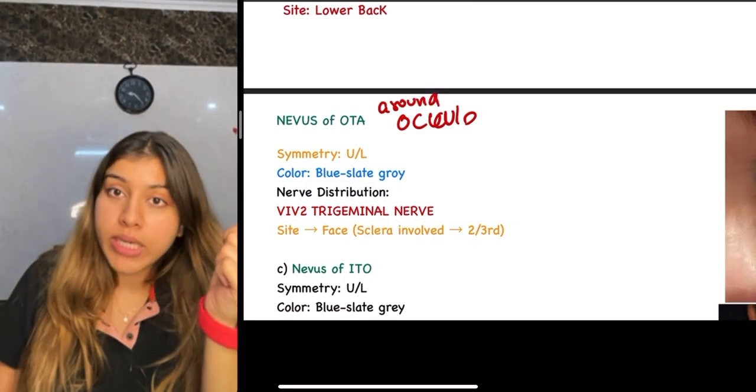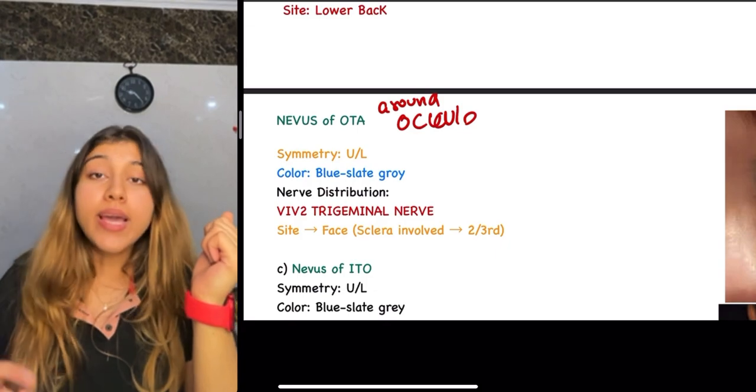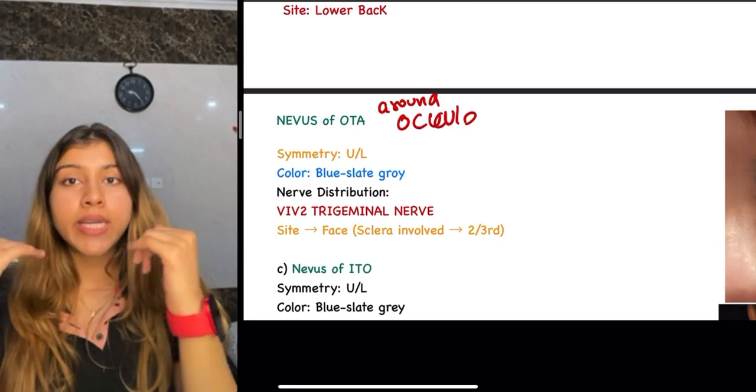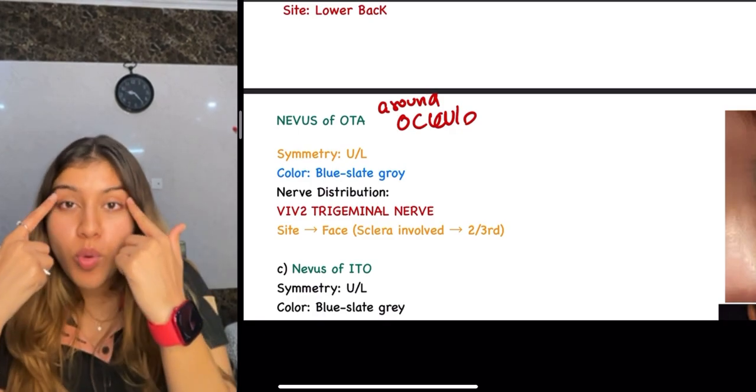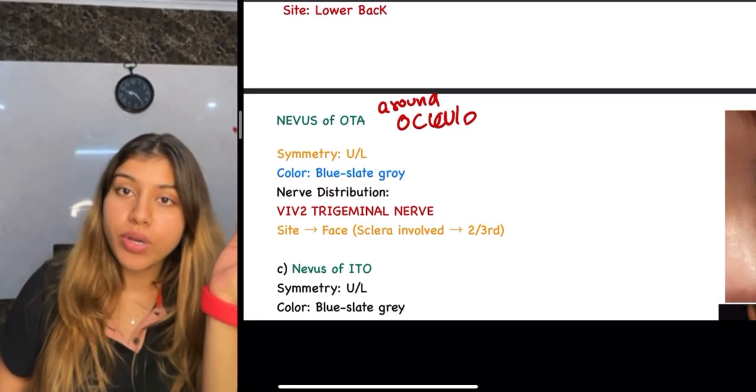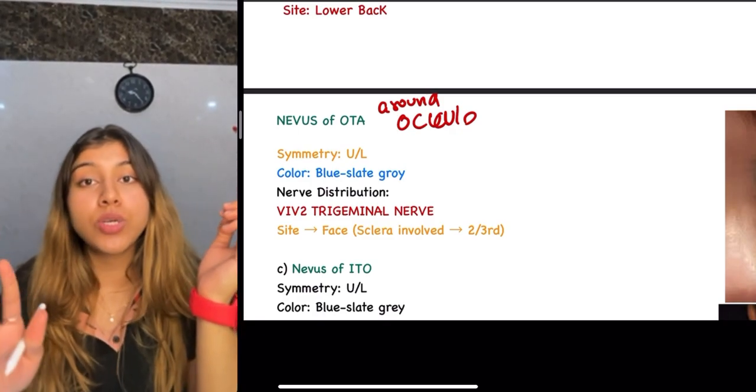Because you have nevus aorta and you have nevus ito. In the options, you will always get nevus aorta and ito together. How am I going to remember? Nevus aorta is for my eyes, oculo aorta. Okay, that is how you're going to remember it. Around your oculo, that is your nevus aorta.